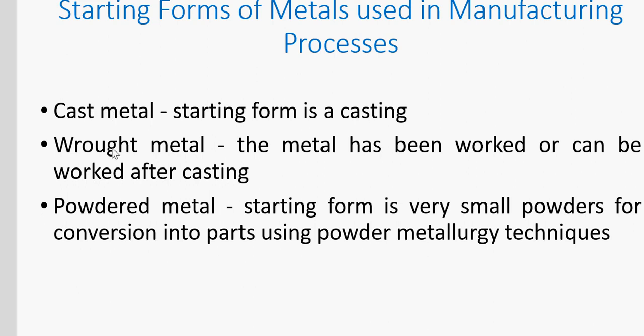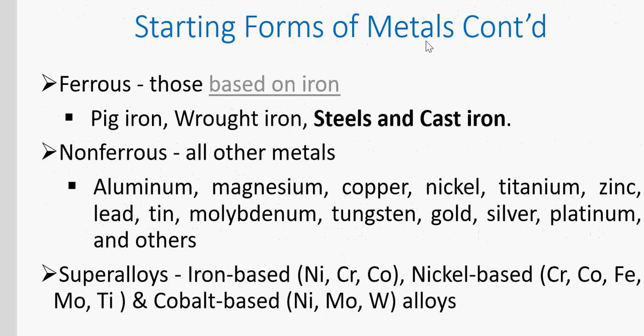For wrought metal, I'm going to explain that later. It is metal that is very ductile, almost 100%, almost pure metal. So this can be worked on easily. It's different from cast in the sense that here we are more interested in almost pure metal. And then the starting form can also be powder, which can also be transformed or shaped or used in different forms.